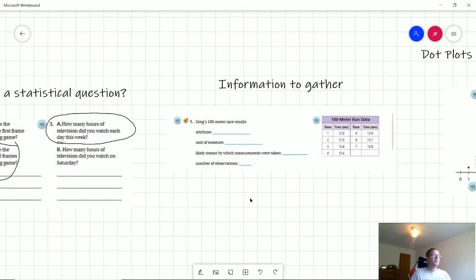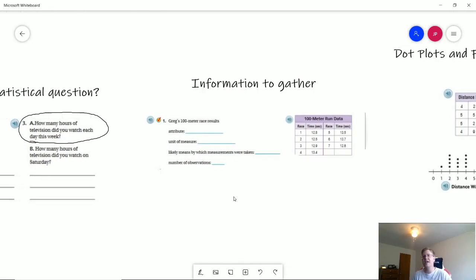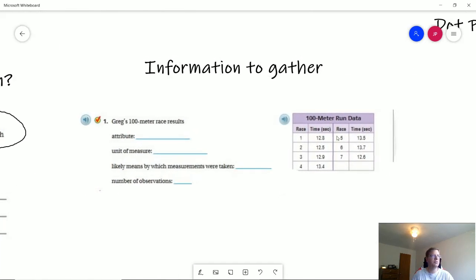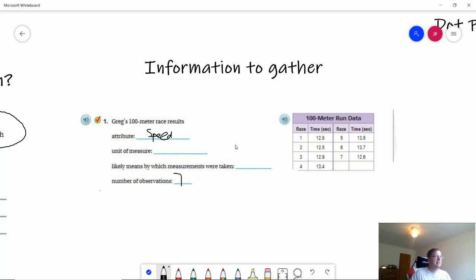We are also going to talk about some of the information that we will gather. And so we're going to have different things that we talk about. So here's a table, and it shows 7 different observations. So I'm going to go ahead and fill that in first. And we are looking at times for a 100-meter run. And so the attribute that we're looking for is how fast, or the speed at which this person ran. Our unit of measurement would be seconds.